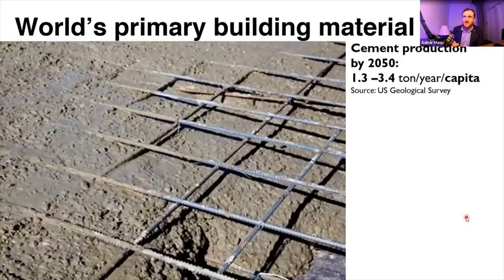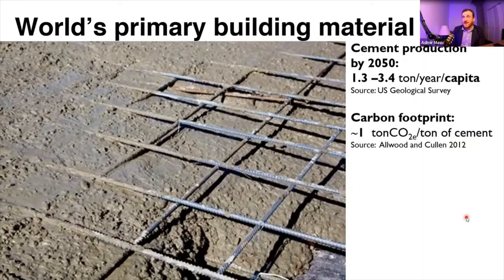cement production is increasing constantly. Now we produce about 4 billion cubic meters of cement per year. And you see, by 2050, every single one of us will carry about 2 tons of cement per year. And that's a really huge amount, also considering that each ton of cement produced will lead to about a ton of CO2 emitted into the atmosphere.